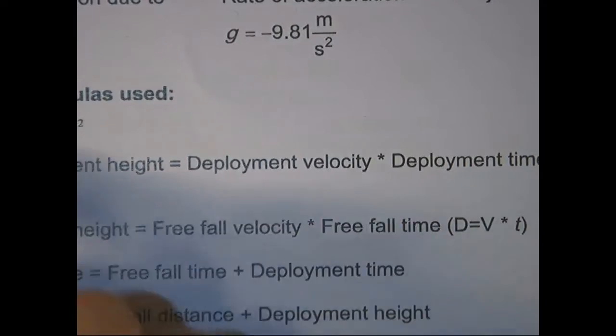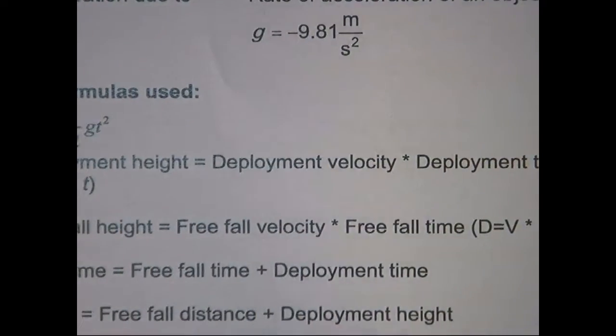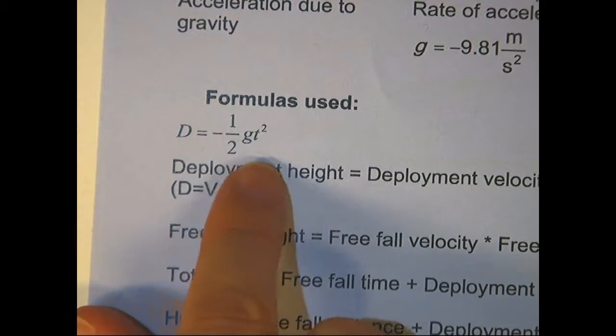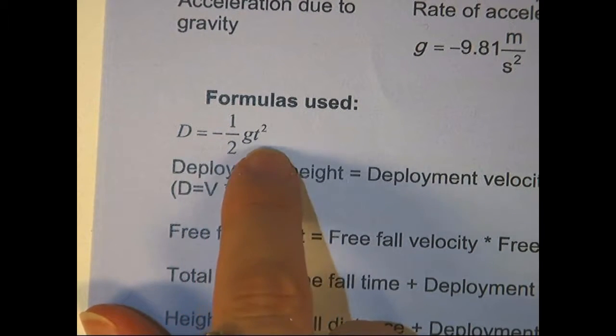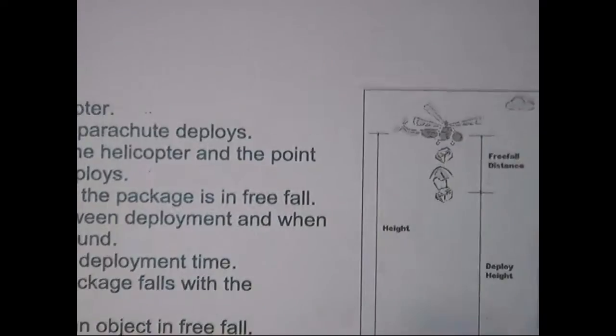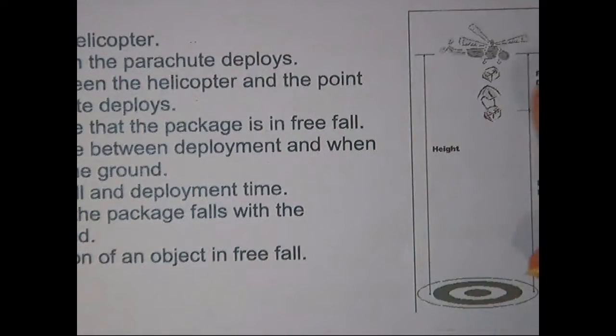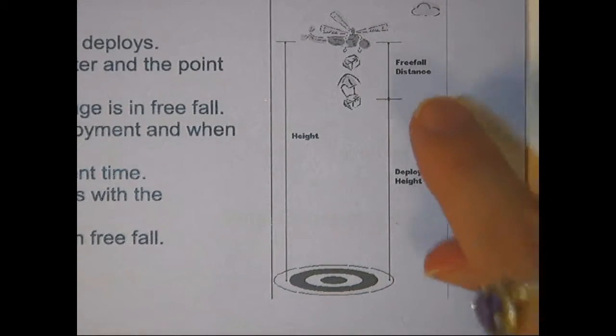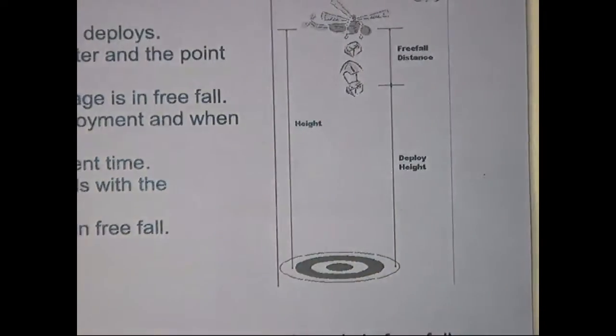That is this formula right here, where the distance is just related to gravity and time. And it tells us that that is the distance when the package is in free fall. So here it's just the 1/2 g t squared. Then here the parachute opens. This part is what they call the deployed height. It's where the parachute is open on it.